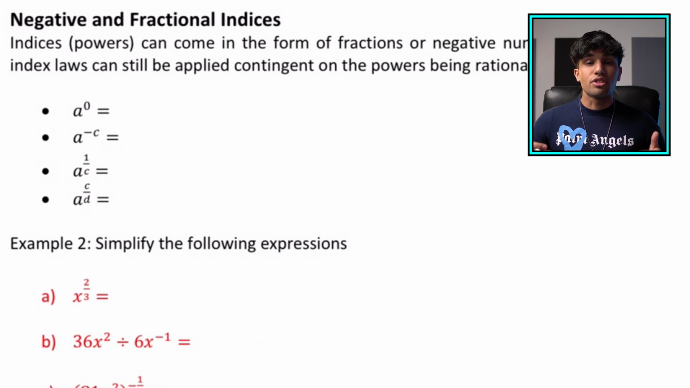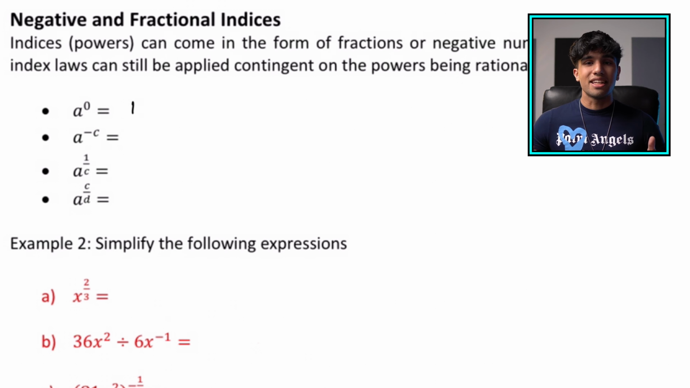Now let's move on to some more complicated index laws. Again, there are 4 that you need to learn. Let's go through them now. Our first law is when we have any base number raised to the power of 0. The trick here is any number raised to the power of 0 is equal to 1. Whether it be 2 to the power of 0, 5 to the power of 0, or 100 to the power of 0, the answer is always 1.